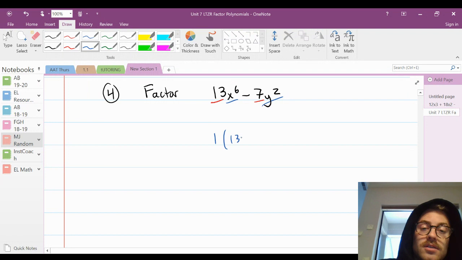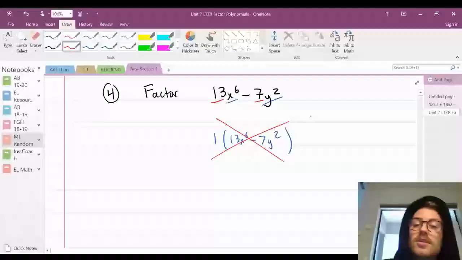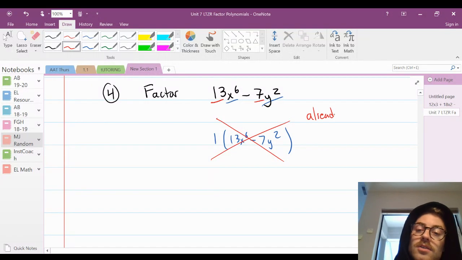Now, it would be silly to factor out a 1 because I'm left with the exact same expression. There is no point in writing it this way. So we would say that this problem is already in factored form.